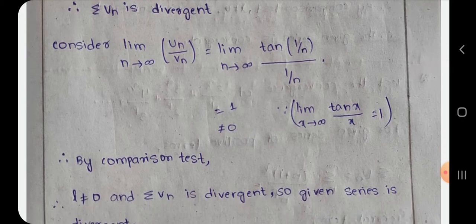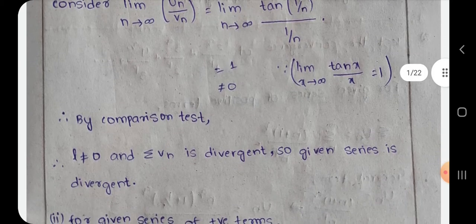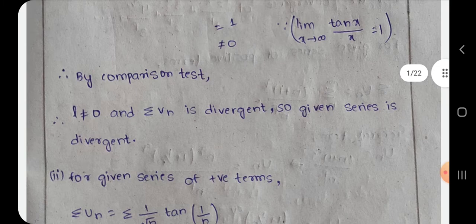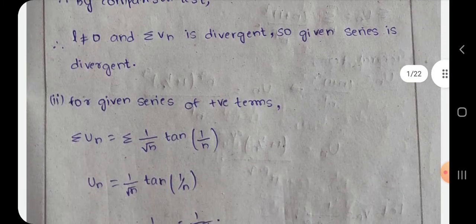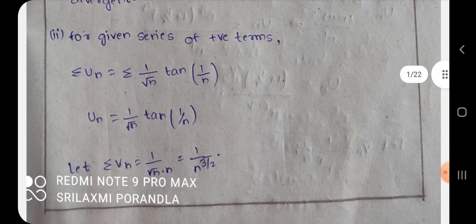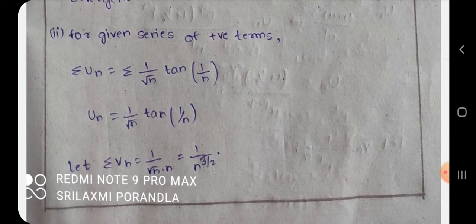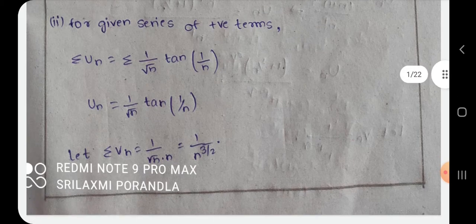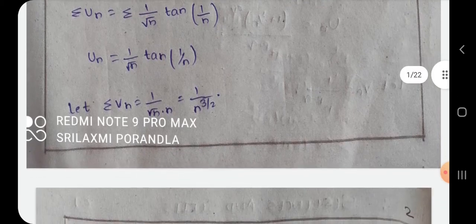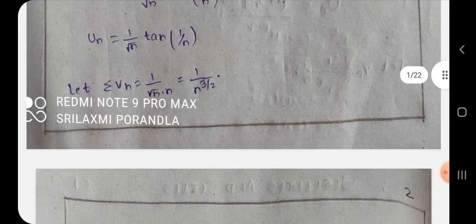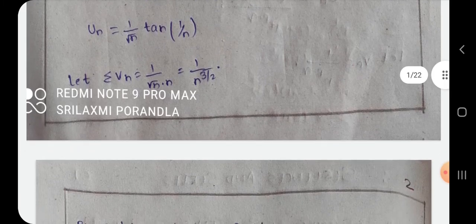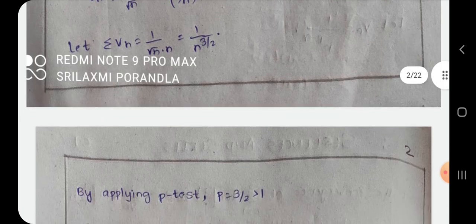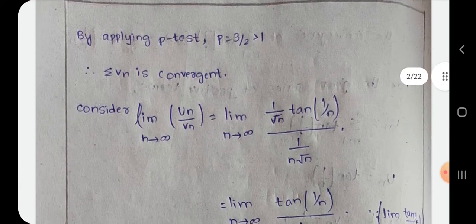Tan of 1 by n divided by 1 by n always becomes 1. So the limit is not equal to 0, and since summation vn is divergent, the given series is divergent automatically by using comparison. And for the second one, summation un is given as summation 1 divided by root n into tan of 1 by n. On simplification, you take vn as 1 by root n into n, which is nothing but n power 3 by 2, which on applying the p test is greater than 1, so convergent.